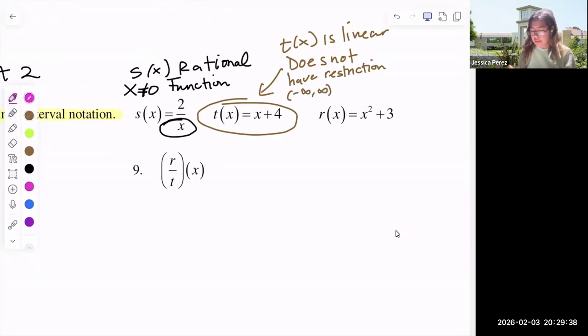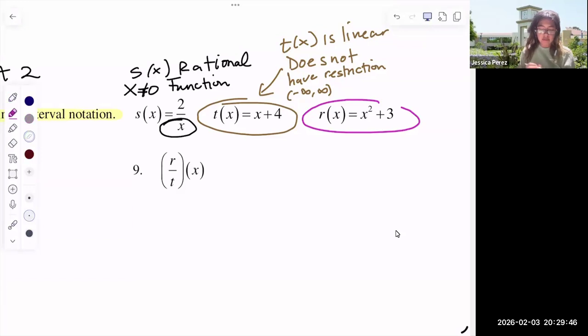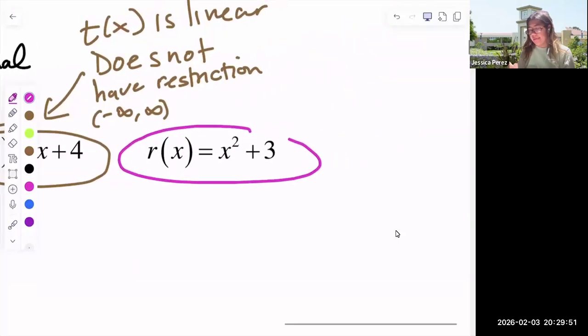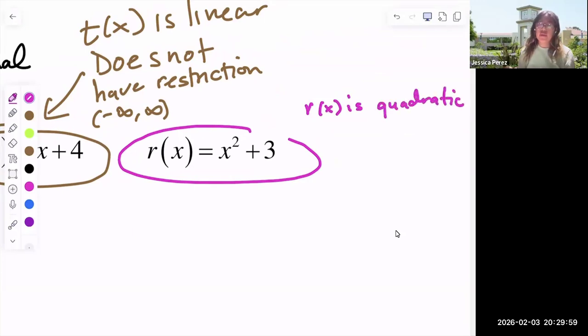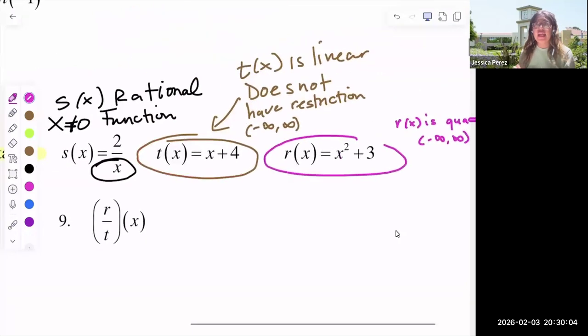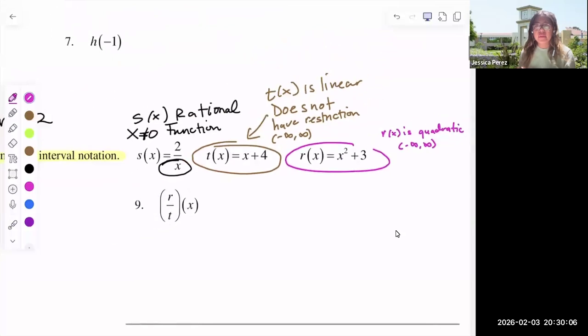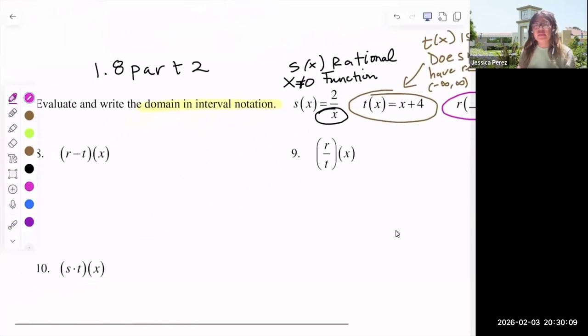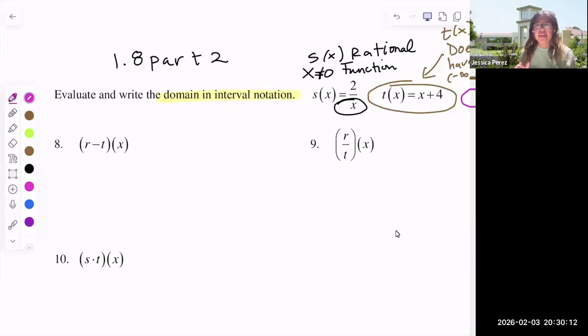Now, the third function, the domain of r of x. If we look at it carefully, r of x is a quadratic function. And for quadratic functions, the domain is also all real numbers. So in reality, the only restriction that we have is s. But we're doing a few things with these functions, where we have 8, 9, and 10. So we have a few things that we're going to do.